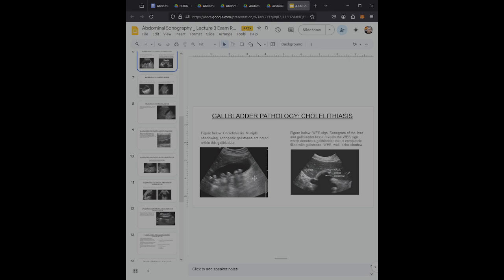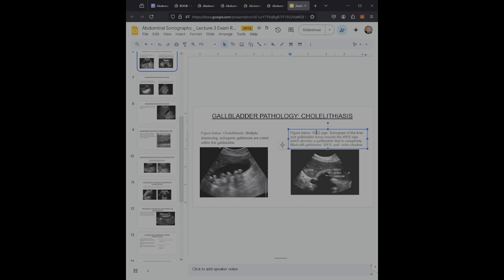So, sonographic findings include echogenic mobile shadowing structures within the lumen of the gallbladder, and the stones can be lodged within the cystic duct or the neck of the gallbladder, and they may not move. And a wall echo shadow sign depicts a gallbladder that is completely filled with stones. So in these two images here, we have cholelithiasis with multiple shadowing, echogenic gallstones noted within this gallbladder. We have the wall echo shadow sign, so there's a gallbladder wall with an echo, and the shadow is completely filled.